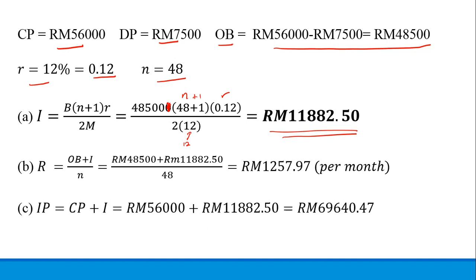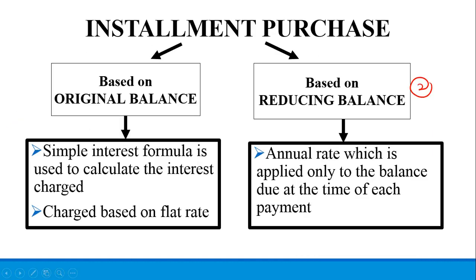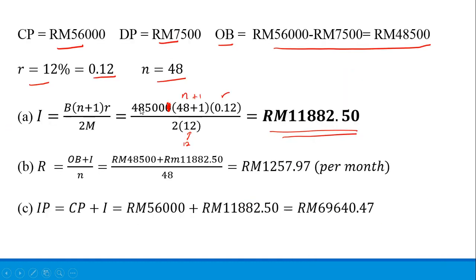This is the reducing balance method. If you use simple interest from the original balance, the method from Part 1, you can compare the interest, which is I equals OBRT. You know that 48,500 multiplied by 0.12 times 48 divided by 12. Time must be in years.